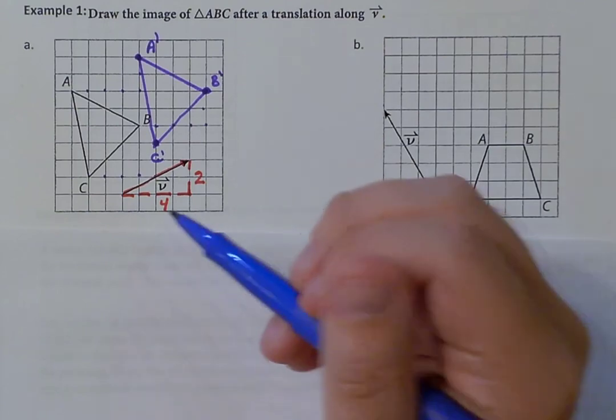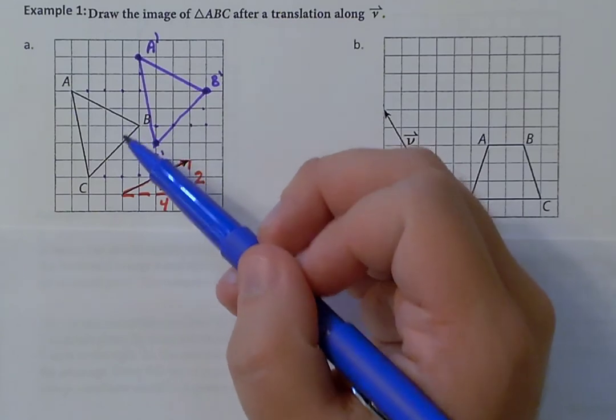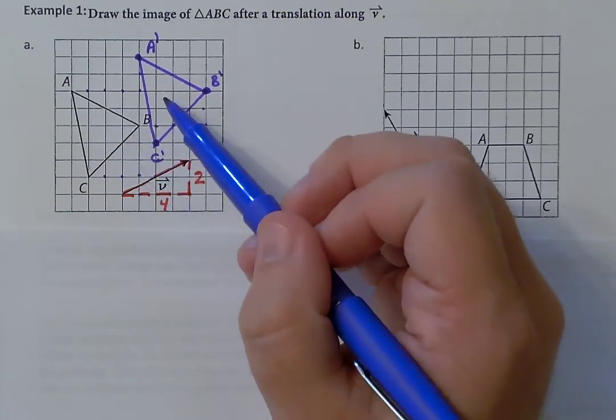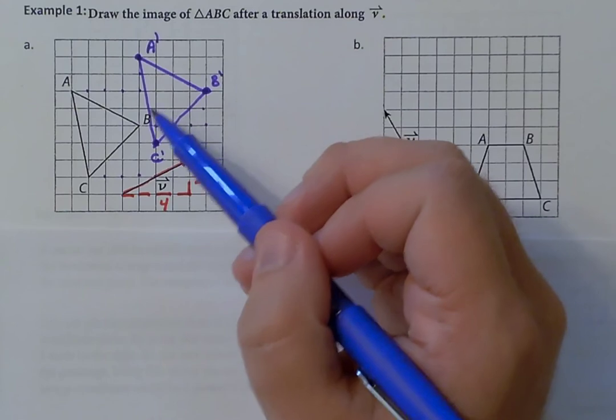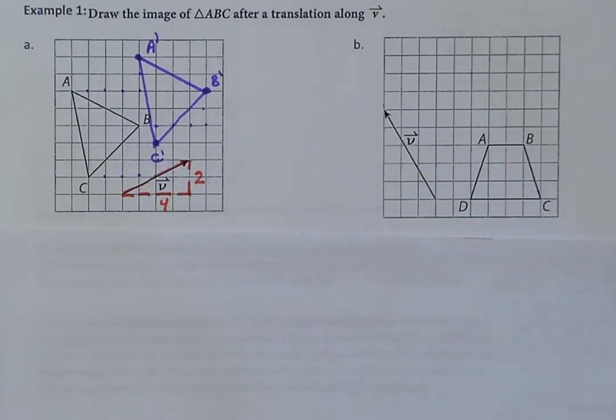And much like we've talked about back in section 1.3, this is a rigid transformation because the triangles keep the same shape and size. Okay, same shape between the two triangles, and they are the same size. So that is going to be how you go through and translate a shape along a vector. And that's all we had to do for part A on that one.